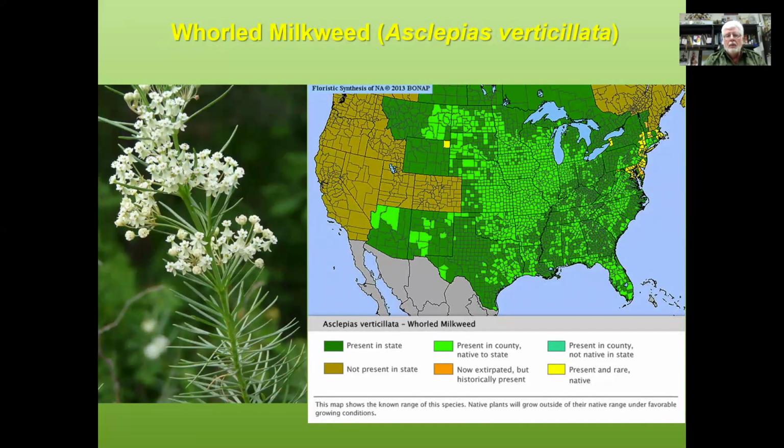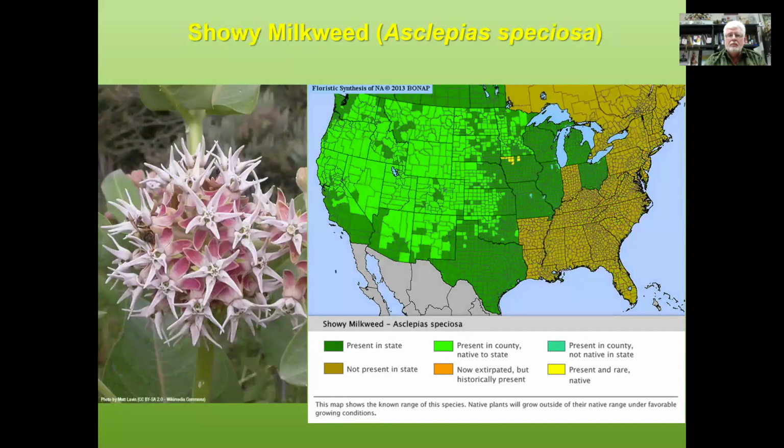Whorled milkweed, and I show this one because it doesn't look like most milkweeds that people are used to. It has a very thin, slender leaf, almost looking like a pine. It is a very hardy species. For example, even in urban areas, it can do very well. I've even seen it grow into the cracks in sidewalks. It can be a very good, sturdy species, not very tall, but also one that monarchs really enjoy.